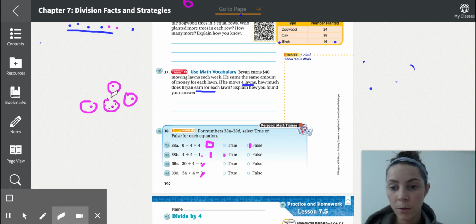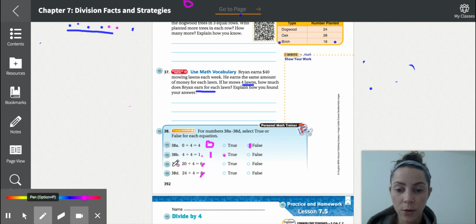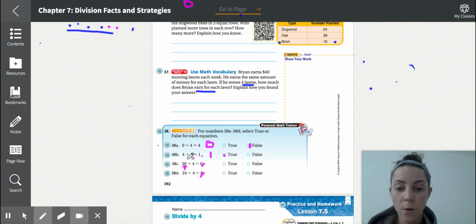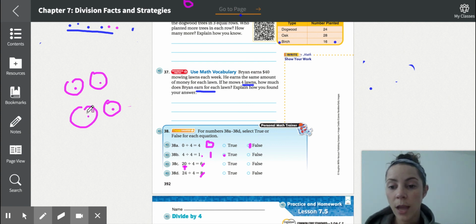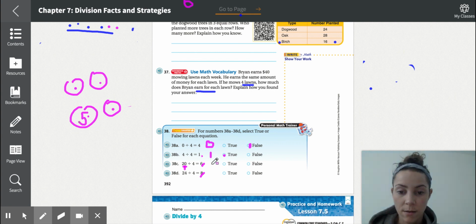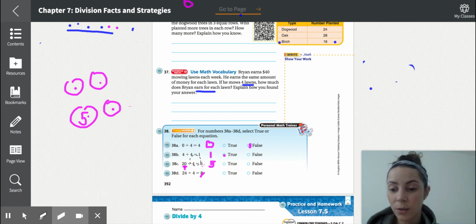Now let me get rid of this picture. And let's try the next one. Remember, the beginning of division is the total. 20 is my total. 4 is maybe how many groups. So draw that 4 groups again. Pass out your 20 one at a time. 1 for you, 1 for you. And you should end up getting 5. My answer for this one is 5 after I pass out all 20. What is their answer? Their answer was 6, so that's false.